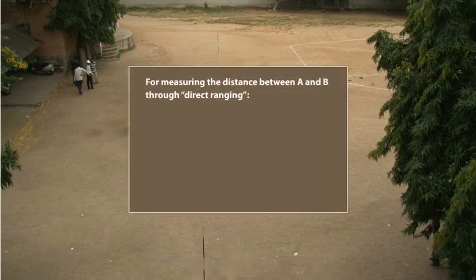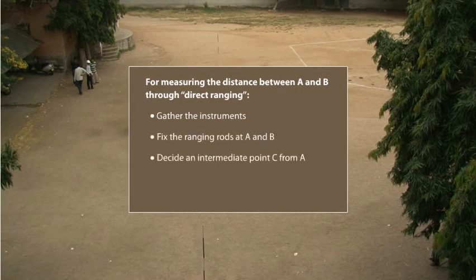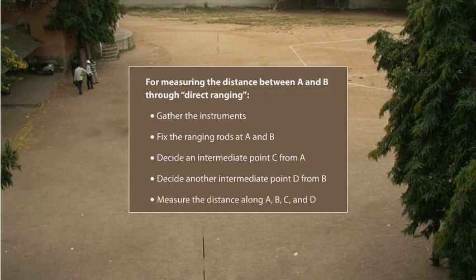Therefore, for measuring the distance between A and B through direct ranging, you must first gather the instruments, fix the ranging rods at A and B, then decide an intermediate point C from A, decide another intermediate point D from B. Finally, measure the distance along A, B, C and D.